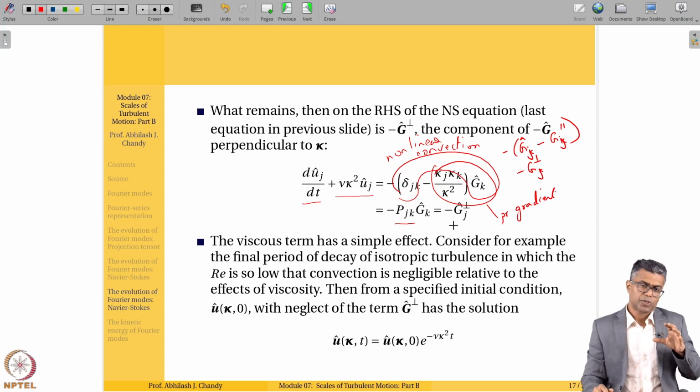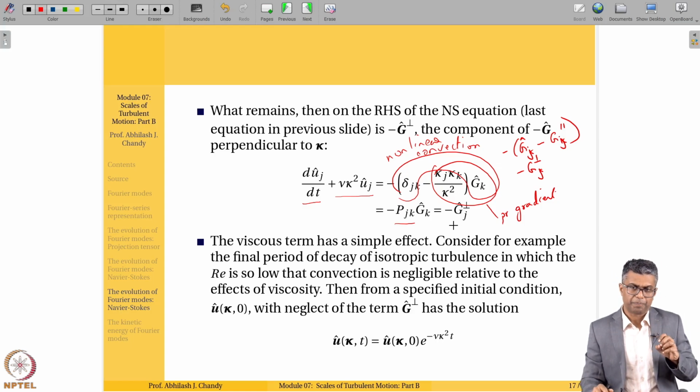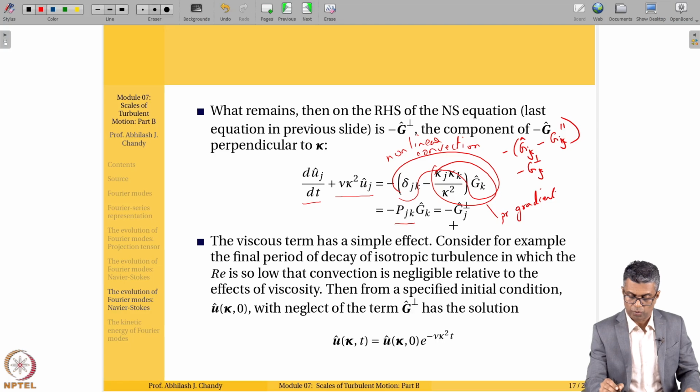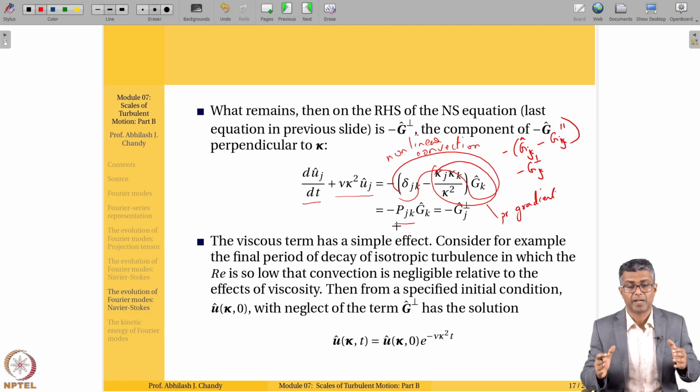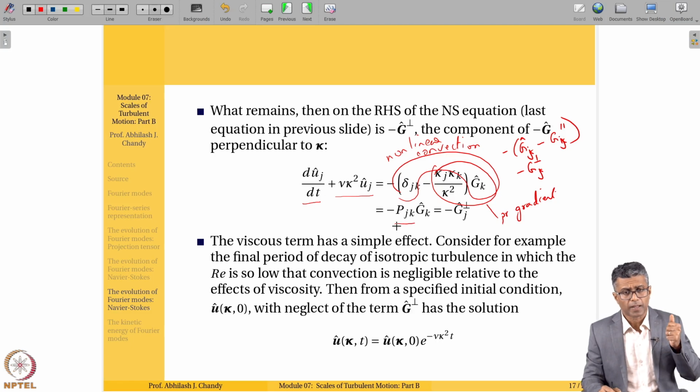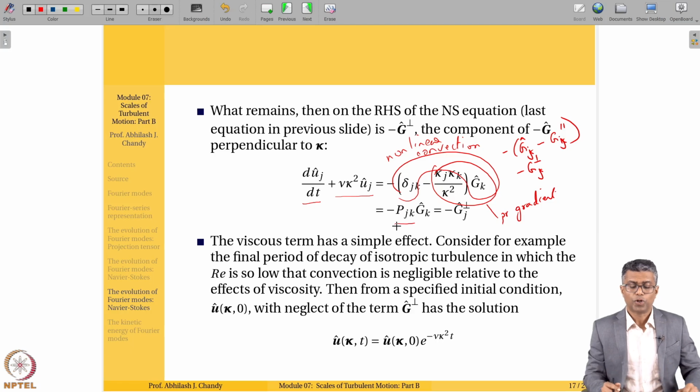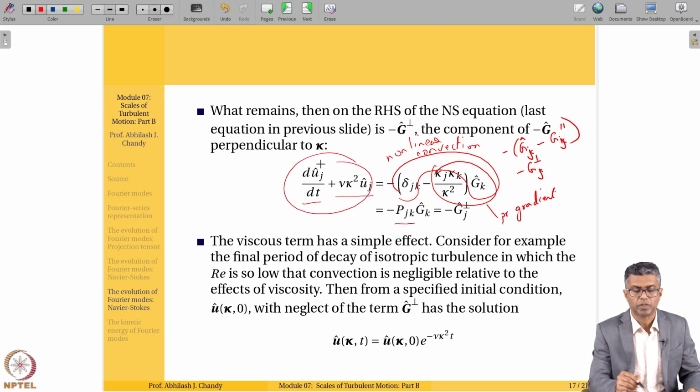Okay, so now let's think about this a little bit. If the convection term was 0, then this projection tensor times Gk hat would be 0. So if convection terms are negligible, that can happen when the Reynolds number is very small. You can neglect the convection term. The viscous terms are dominant. And then what you would have is only these two terms.